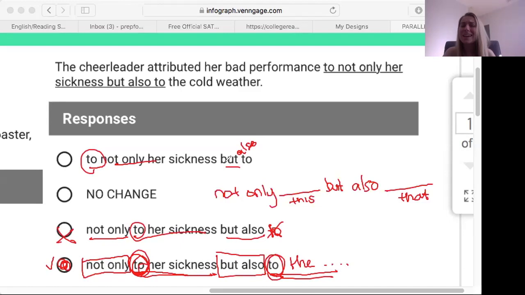This is something called idioms, where there's certain words that are always going to be paired together, and "not only" but also always need to be paired together. So that one's out.